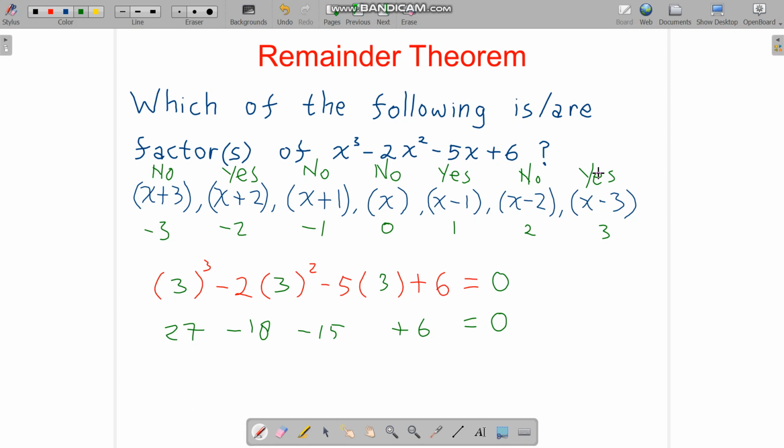So this means x cubed minus 2x squared minus 5x plus 6 is actually equal to x plus 2 times x minus 1 times x minus 3. So this is the application of the factor theorem.